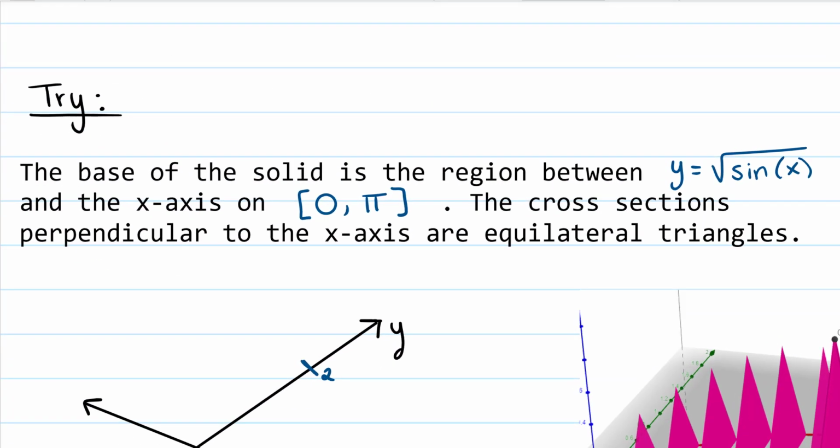Now on your own, I want you to try this problem. The base of the solid is the region between y equals the square root of sine of x and the x-axis on the interval 0 to pi. The cross sections perpendicular to the x-axis are equilateral triangles. The first step is to graph it out and try to find the area of a cross section and then integrate. So on your own, give that a shot.